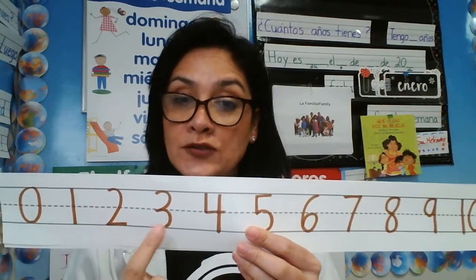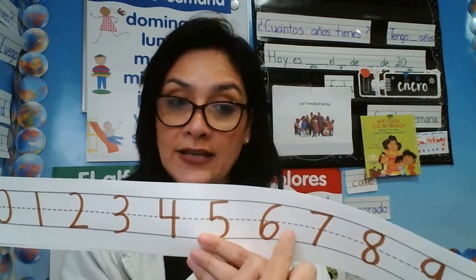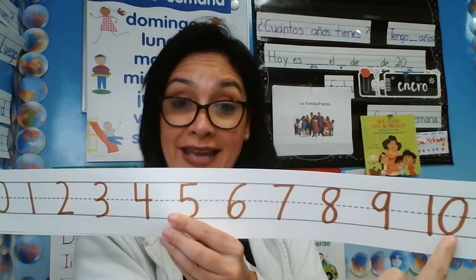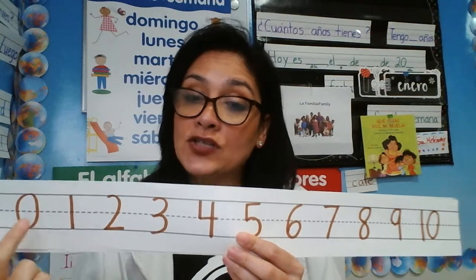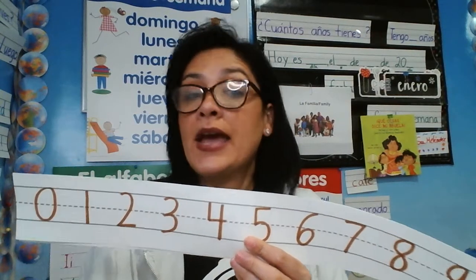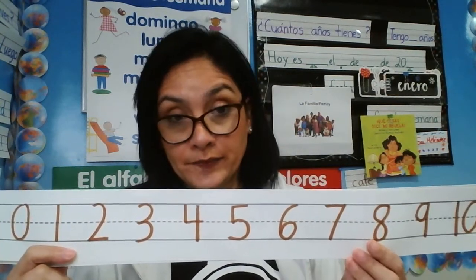0, 1, 2, 3, 4, 5, 6, 7, 8, 9, 10. So the names of our numbers are different, but the actual symbol is the same as in English. Okay? So for your work, you're going to look at a video that's attached, and you're also going to do a worksheet writing your numbers. So if you are in kindergarten or first grade, you can stop the video now and go on to your assignment. Adios.